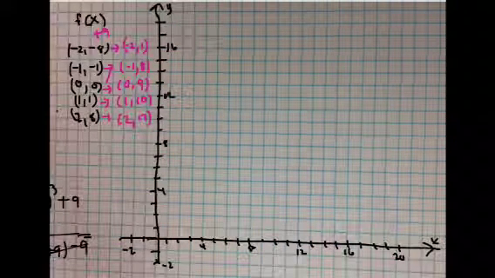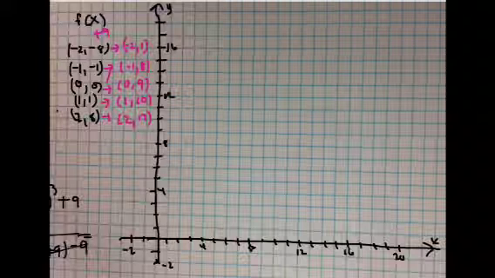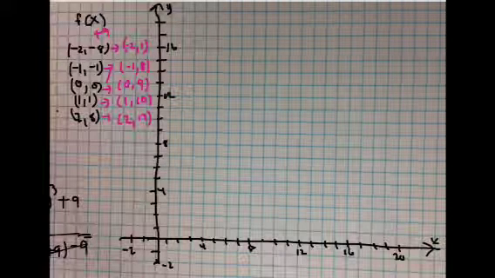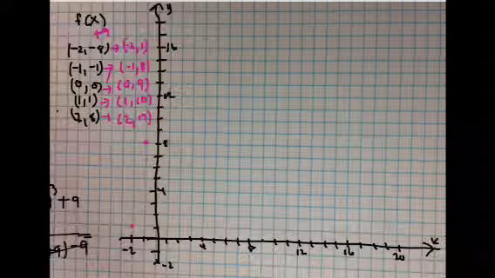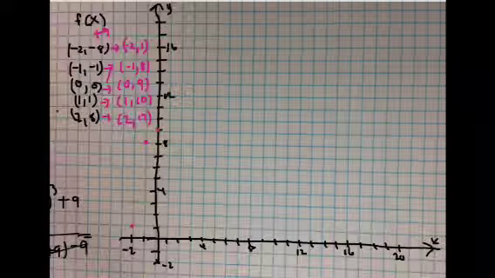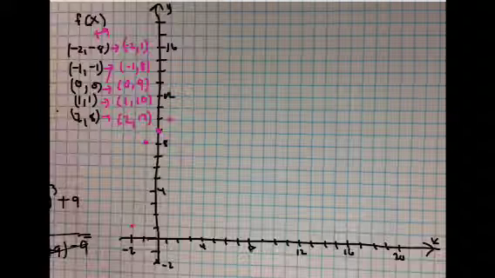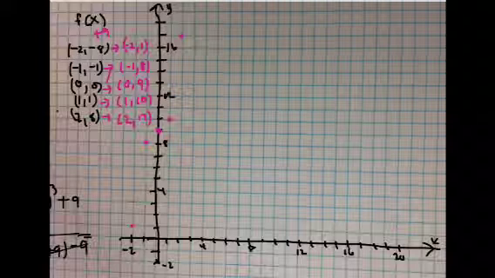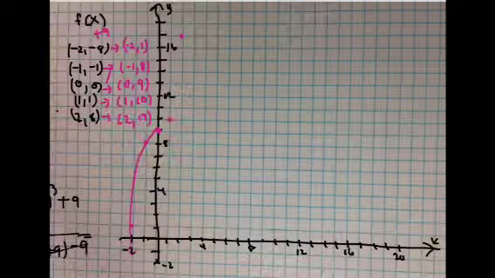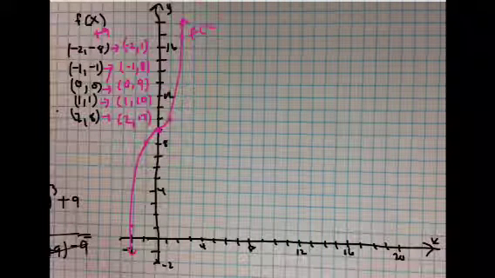So I made the graph big enough so that all 5 points fit. So let's start off by graphing f of x. So negative 2, 1, negative 1, 8, 0, 9, 1, 10, and 2, 17. So the graph goes like this and then up like this. So this is f of x.